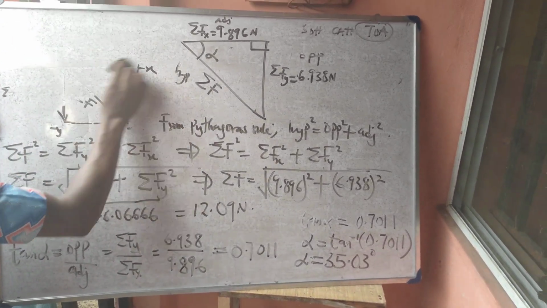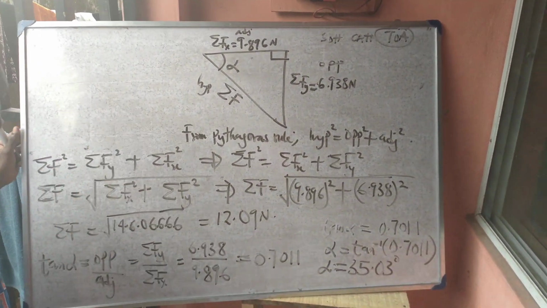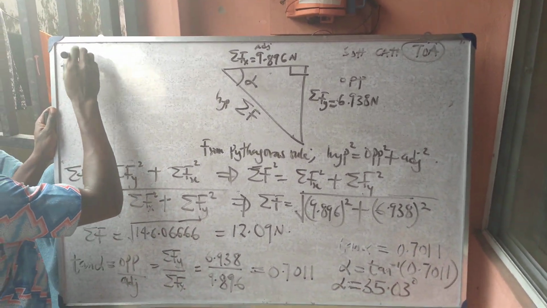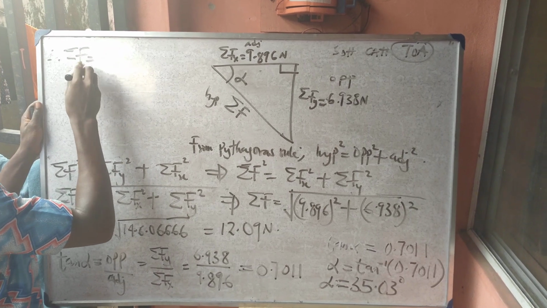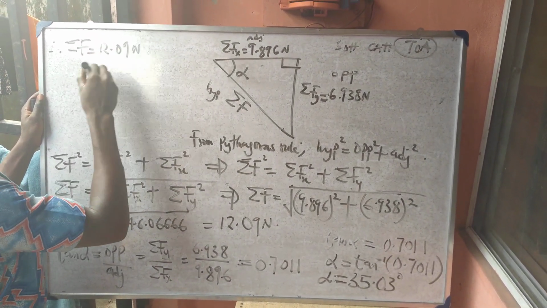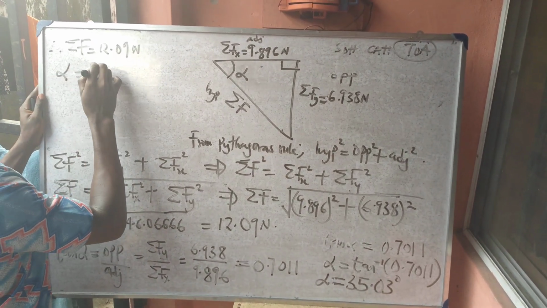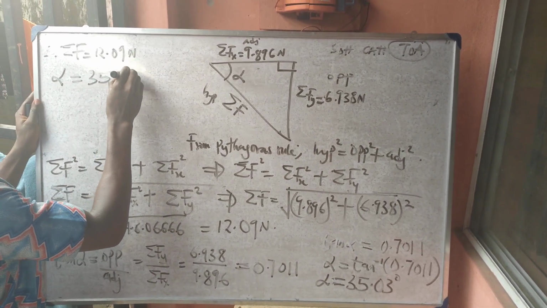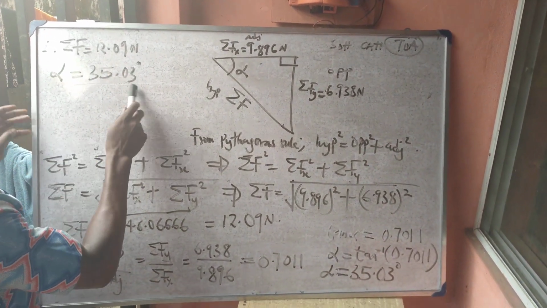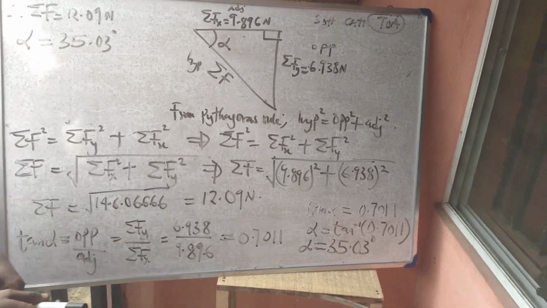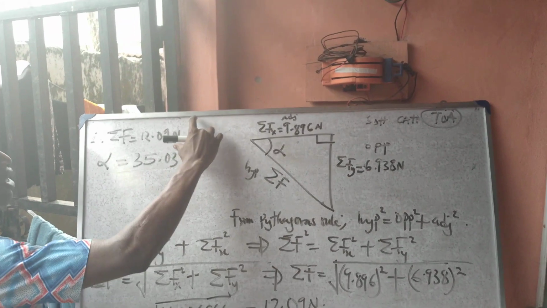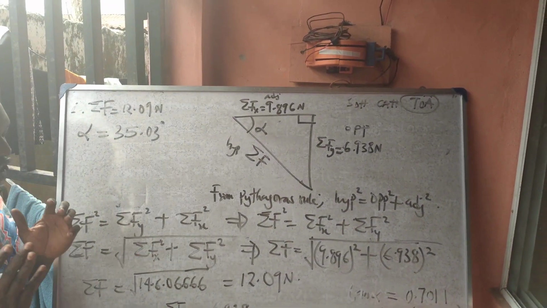This means that therefore the magnitude of the resultant, which is sigma f, is 12.09 Newton, and the direction of the resultant is 35.03 degrees. That is to 2 decimal places. This one is 2 decimal places and 4 significant figures, and this one is to 2 decimal places as well. This is the magnitude of the resultant, and this is the direction.